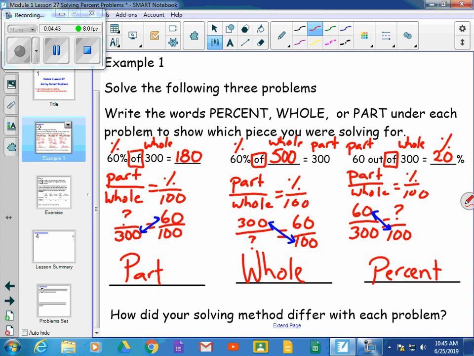Notice in each one of those problems, it's the same numbers, the same method. However, we're just placing the numbers in different places throughout, because we are finding different pieces of information. So make sure that you understand what the numbers mean and what you're finding.